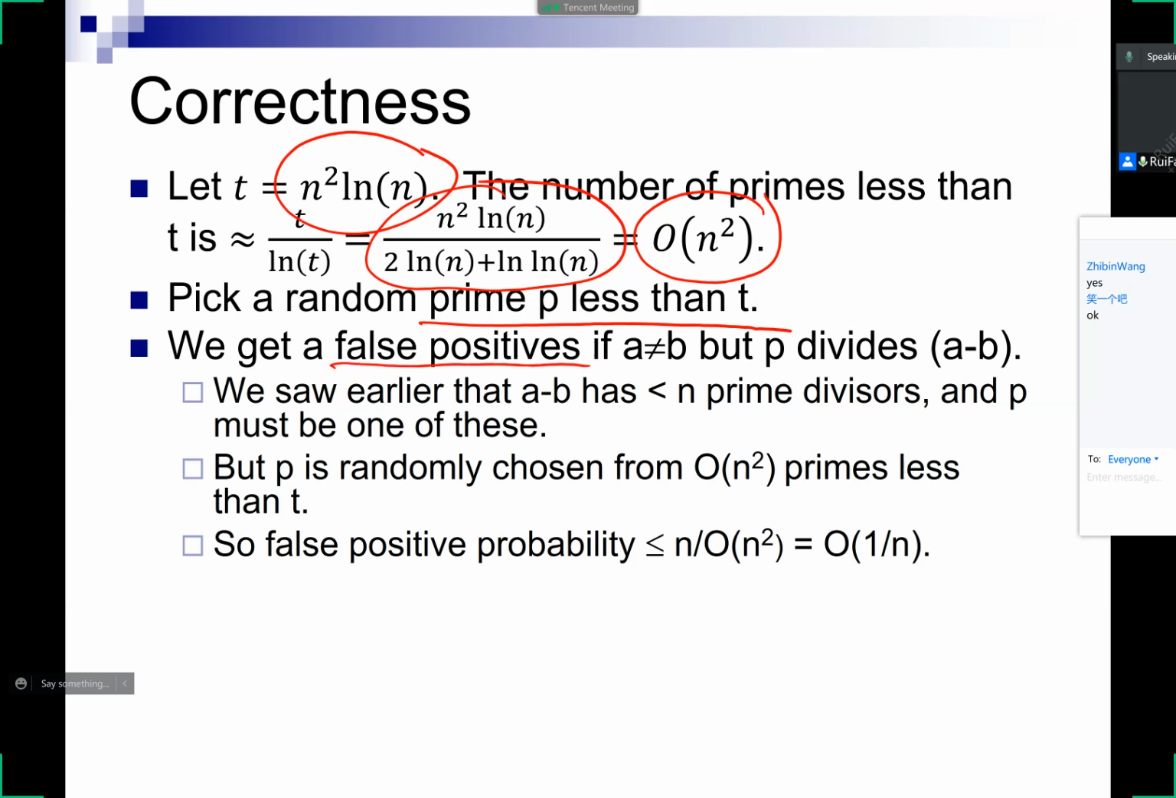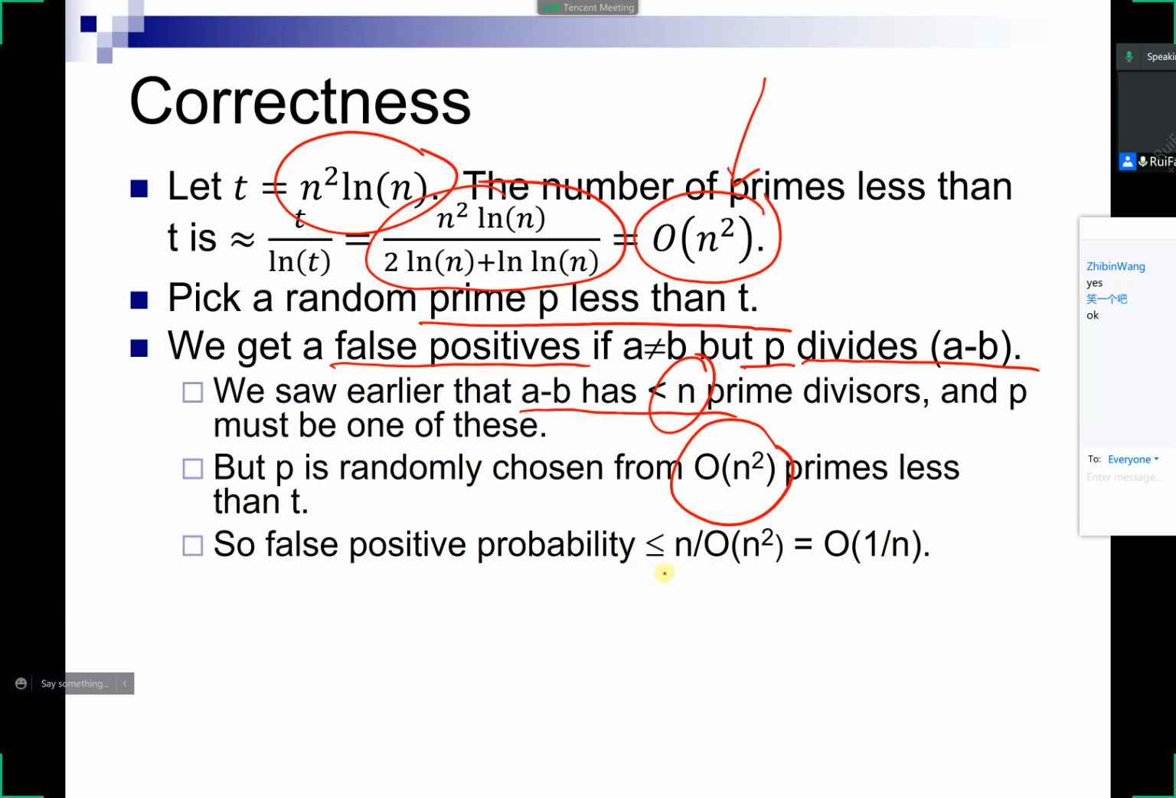You only get a false positive if this random prime that you pick happens to divide a minus b. But what we know is that a minus b has at most n prime divisors by the earlier lemma that we had. So if p divides a minus b, it must be one of these n prime divisors. However, we know that there are about order n squared primes less than t. We said over here that there are lots of primes less than t, and in order for p to actually divide a minus b, it has to be one of these n special prime divisors of a minus b.